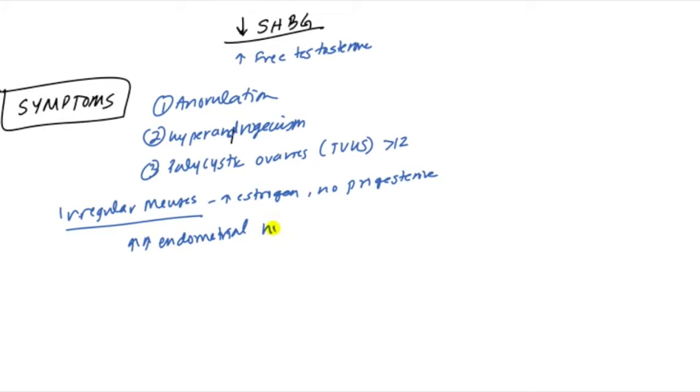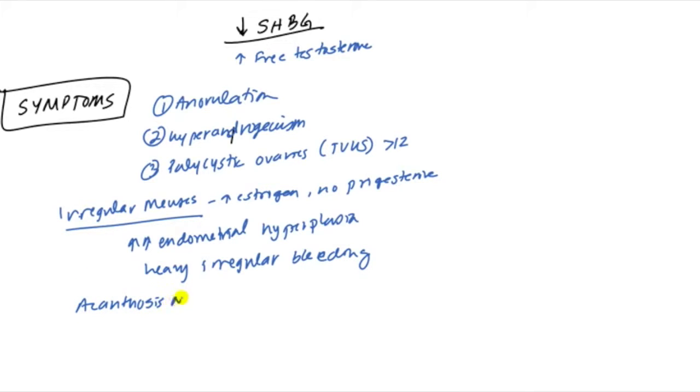So the endometrium becomes really thick, and it becomes so thick that eventually, just from the sheer weight, it starts to fall down, and you have heavy irregular bleeding, also known as menometrorrhagia. Okay. On top of this, you get something called acanthosis nigricans. This is a dark coloration to the skin, in the folds of the neck, sometimes in the fingers, and this is due to high amounts of insulin.